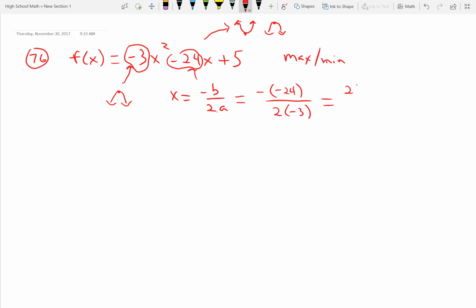Negative negative 24 is a positive 24. 2 times negative 3 is a negative 6. 24 divided by negative 6 will be a negative 4. That's the x value of the axis of symmetry. So we're going to take that x value and substitute it in and find the y value.